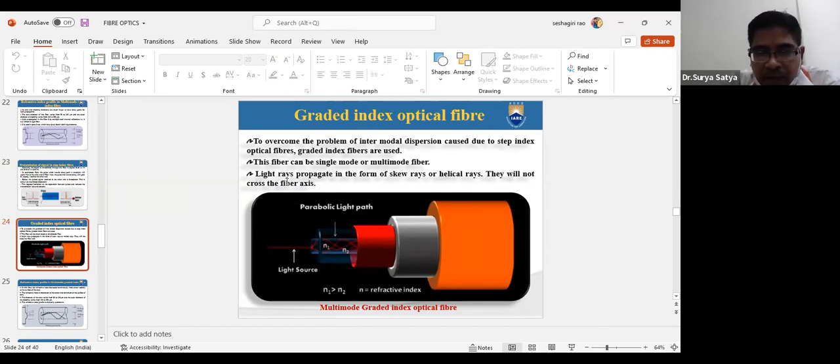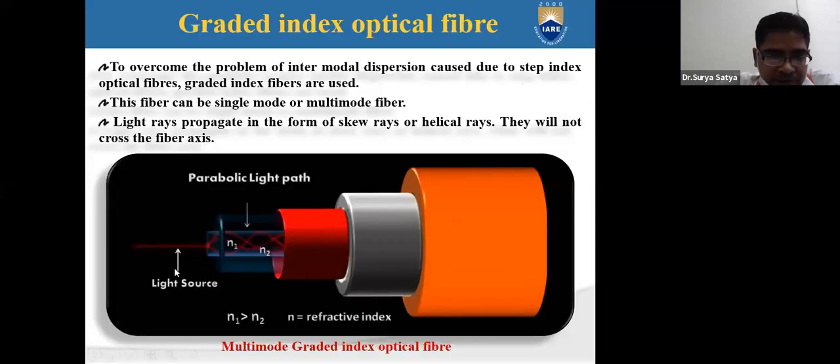Here, light rays propagate in the form of skew rays or helical rays, that is, in a helical shape, so they do not cross the fiber axis. See here how the light rays go. This is the light source that is trying to enter the core with some acceptance angle, and it is internally reflected in the form of a parabolic path. So the path that the light ray takes is called a parabolic light path.